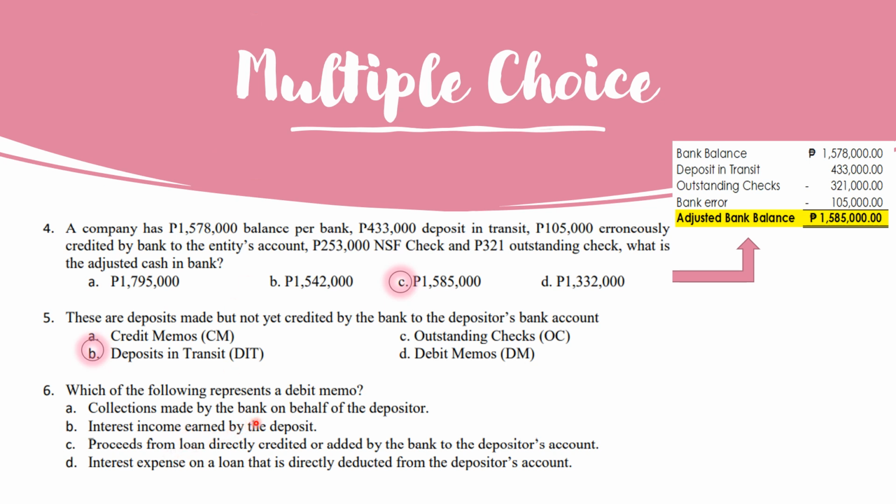So, collection made by the bank on behalf of the depositor. This is a credit memo. It increases the cash in bank. Interest income earned by the deposit. Again, this one is also a credit memo. Proceeds from loan directly credited or added by the bank to the depositor's account. Sinabi na credited, diba? So this is also a credit memo. Interest expense on a loan that is directly deducted from the depositor's account. So letter D is definitely the debit memo.